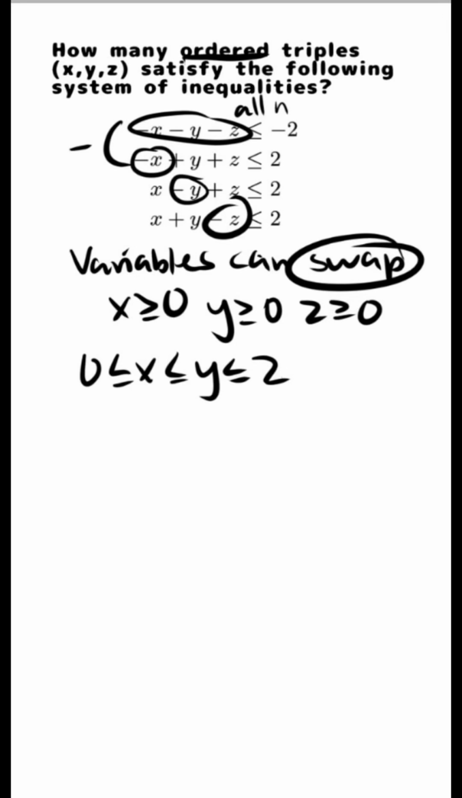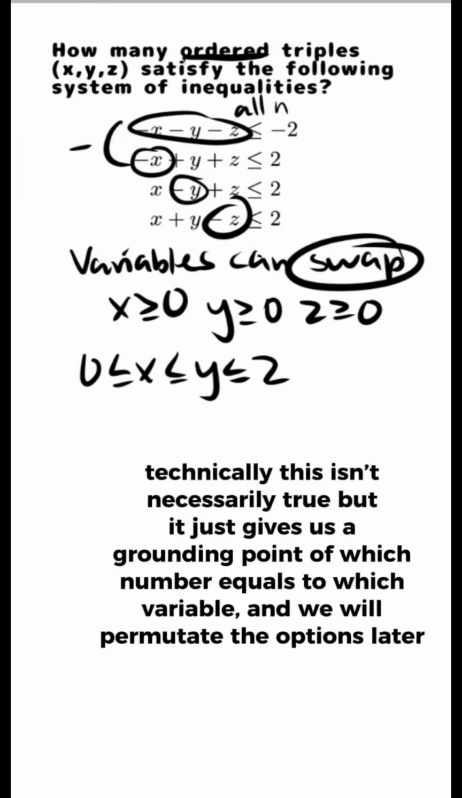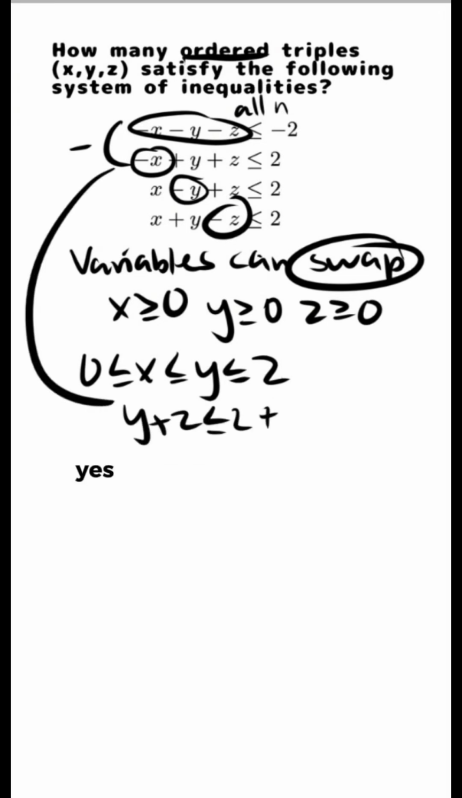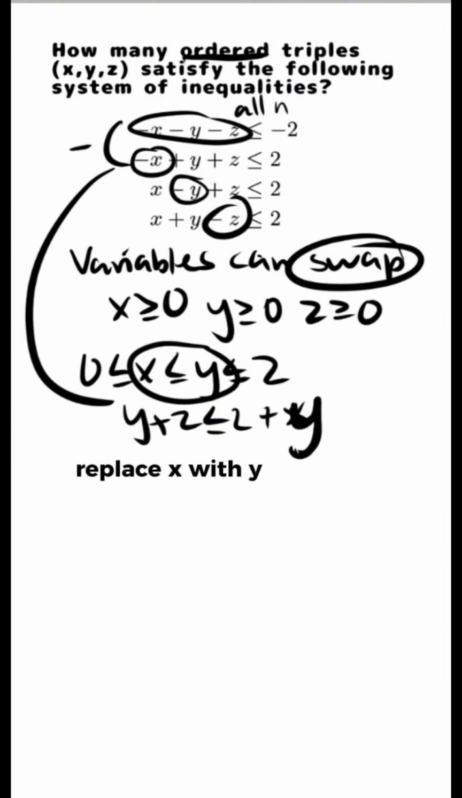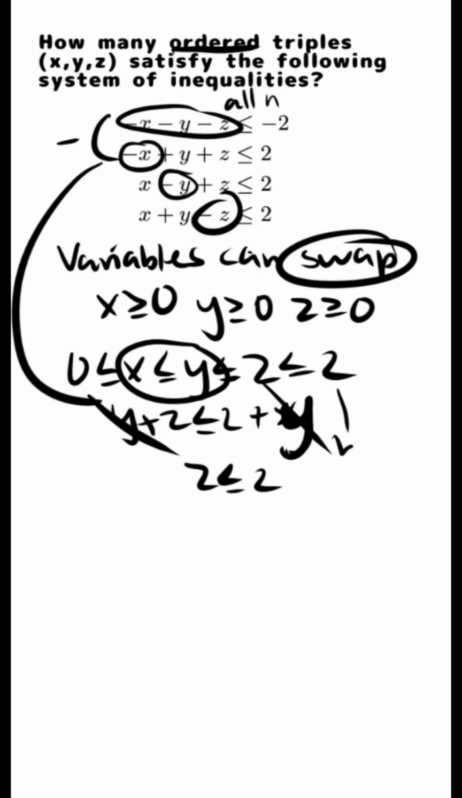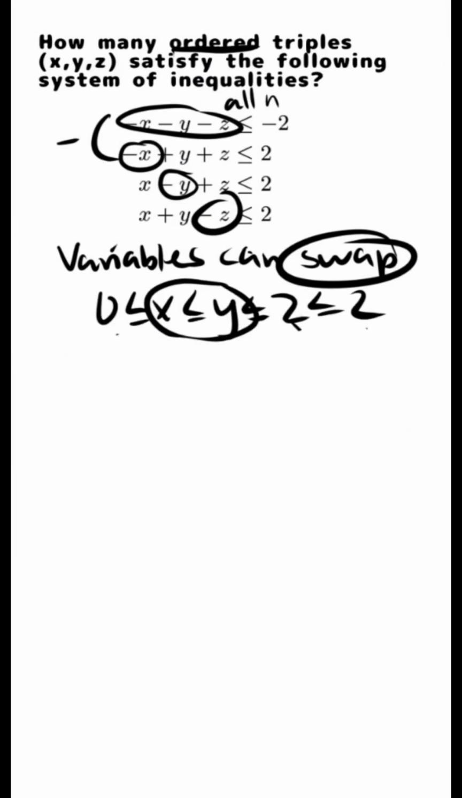Without loss of generality, we can assume 0 is less than x, which is less than y, which is less than z. Then, moving x to the other side in the second inequality, we get y plus z is less than or equal to 2 plus x. And from the fact that y is greater than or equal to x, we can replace x on the right side of the inequality, since 2 plus x is already greater than y plus z. Making it bigger is not going to make the inequality false. Then we can cancel y on both sides to get z is less than or equal to 2, meaning that all the variables are between 0 and 2.